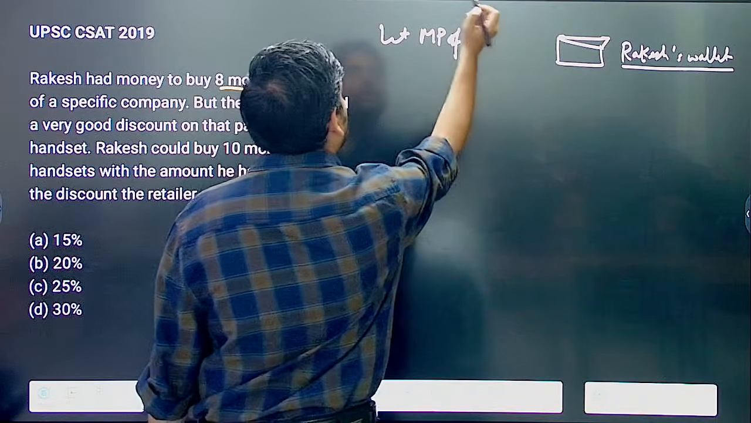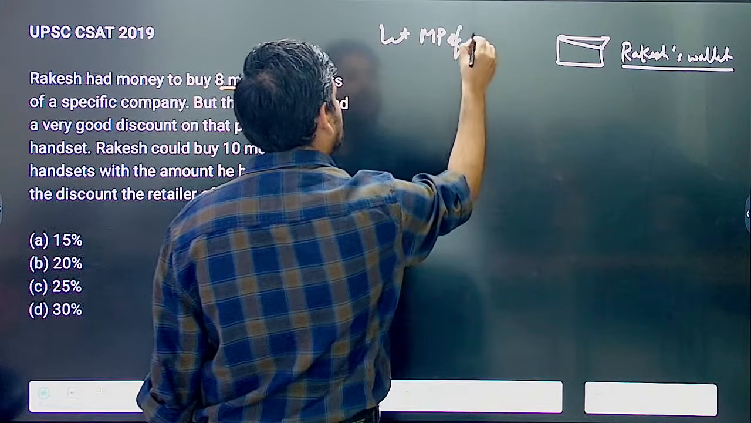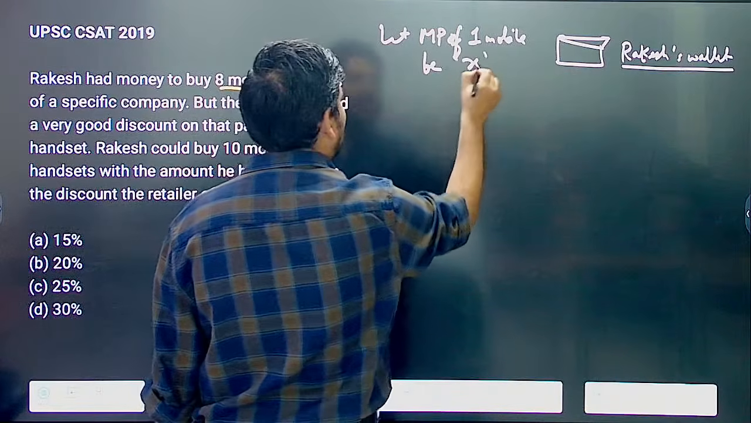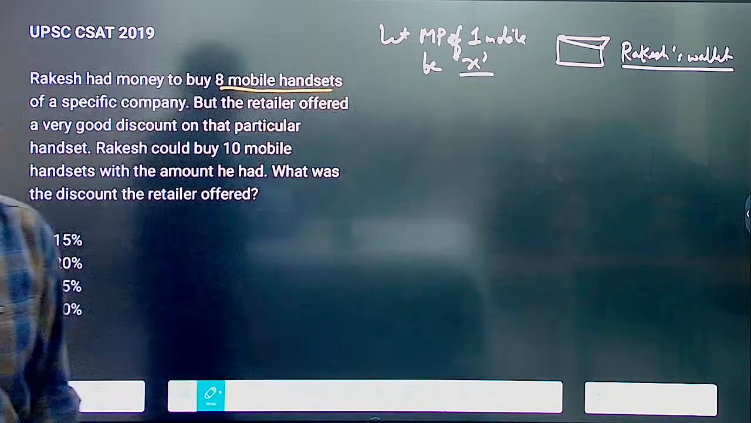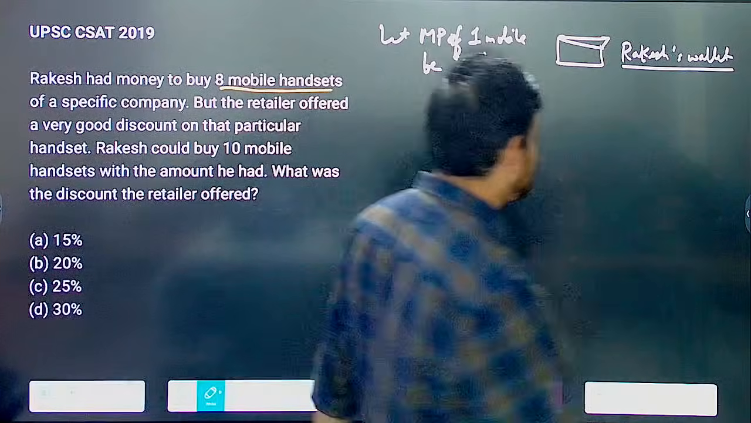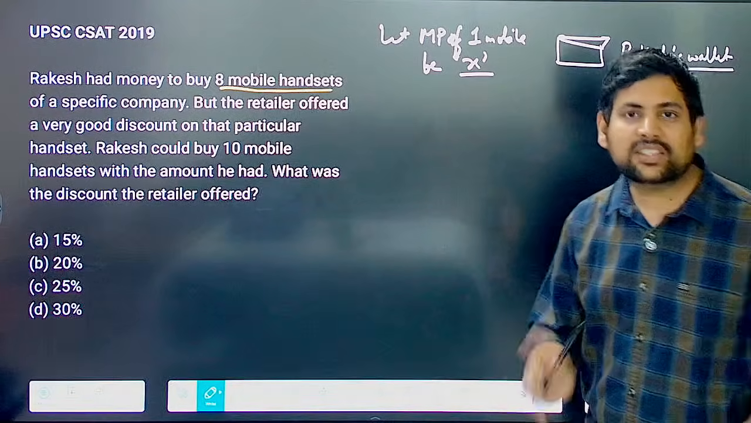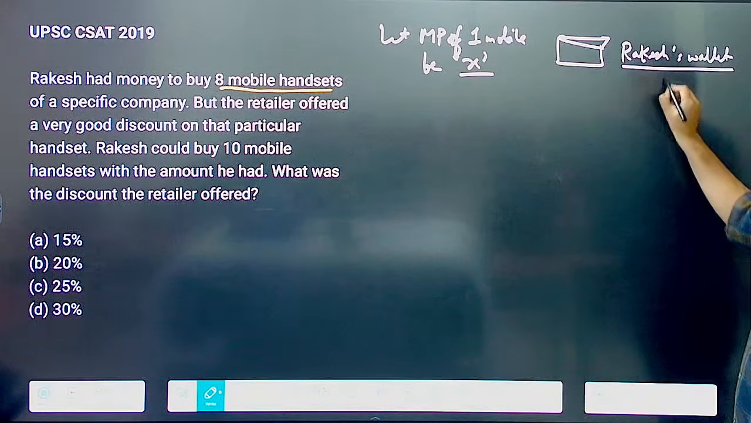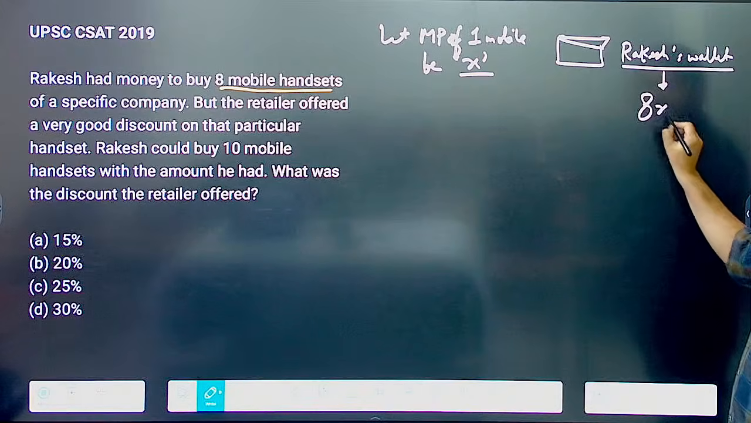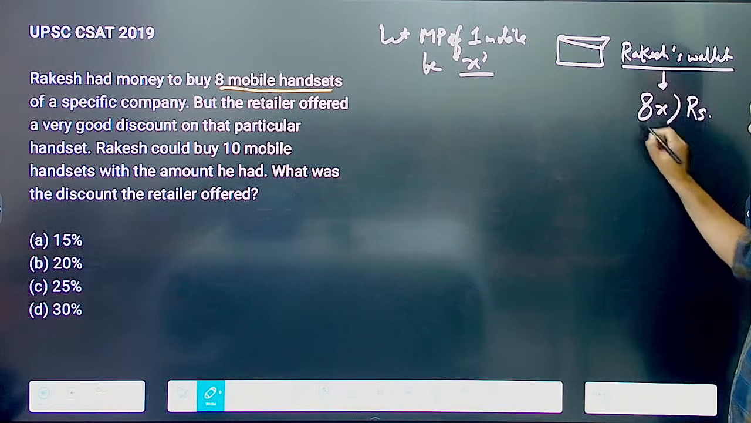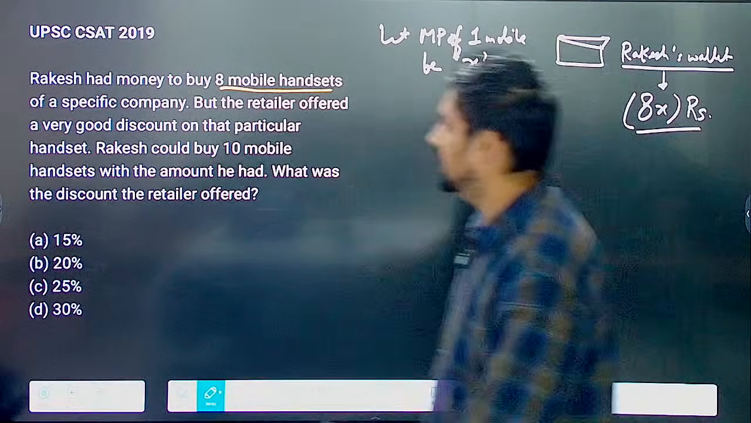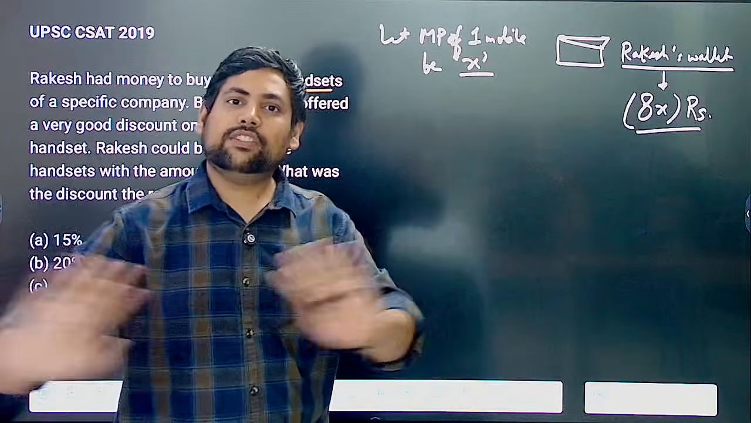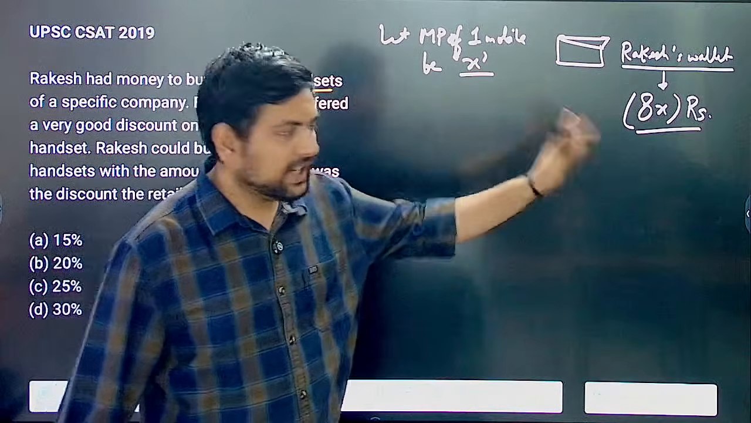So I assume the marked price of one mobile be, let's call it X. Then how much Rakesh has in wallet? In his wallet, he has enough money to buy 8 mobile headsets. That means in Rakesh's wallet, he has 8x rupees. This you can feel. Now, Rakesh is ready to empty his entire wallet. Whatever money he has, he will give. That is 8x rupees he is ready to give.